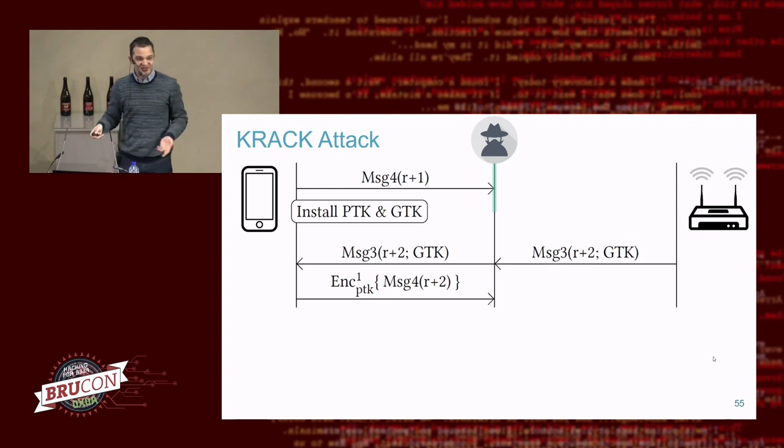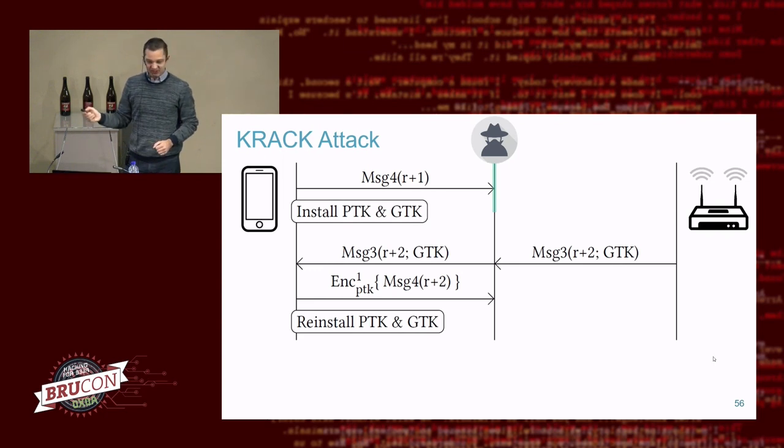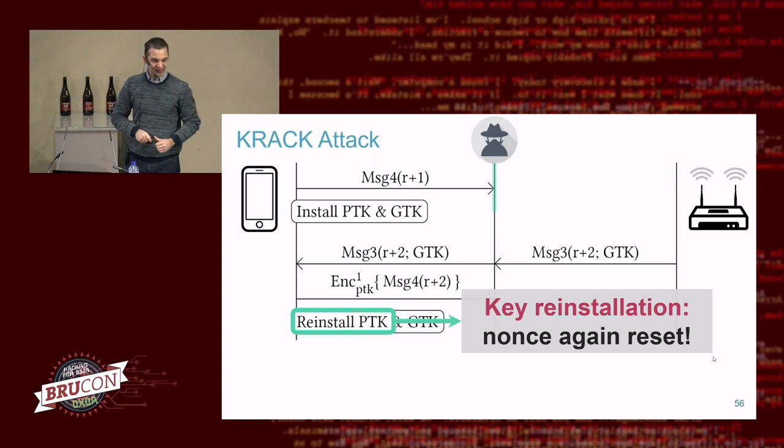Now, the Wi-Fi standard says that this message 4 should normally be sent unencrypted and in plain text. But we saw that many implementations sent this frame in an encrypted fashion. And the reason why is because the session key has already been installed. Now, understanding why this message is encrypted is not that important. Just accept for now that this message is indeed encrypted. What's more important here is that after sending this new reply to the access point, the client will again install the session key, meaning it will again reset this nonce to 0. And that is what will allow us to decrypt data.